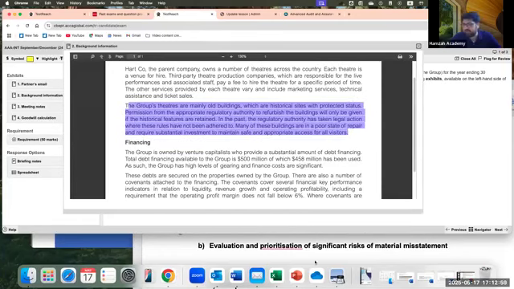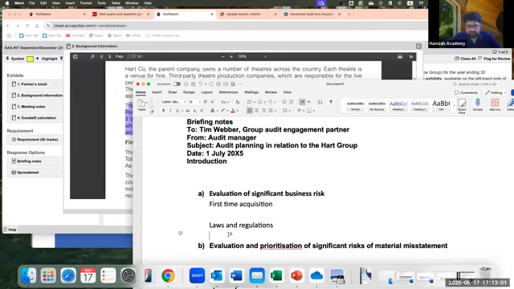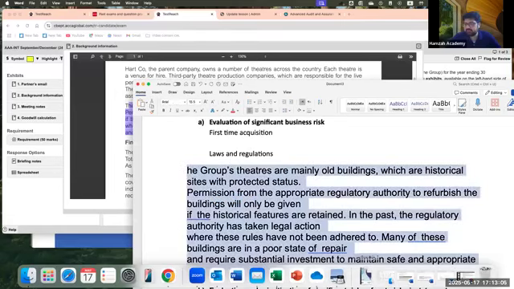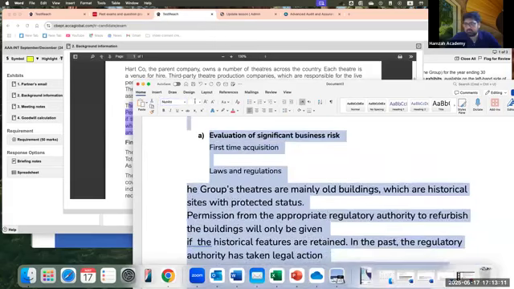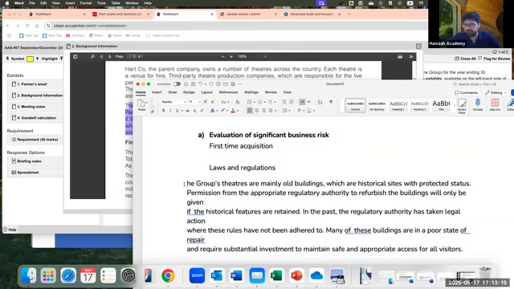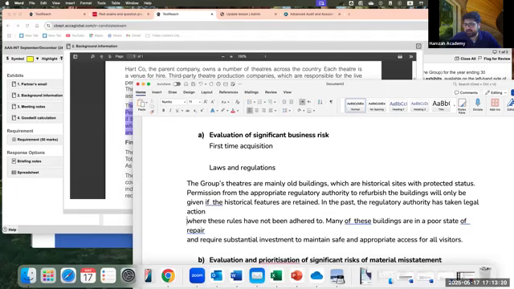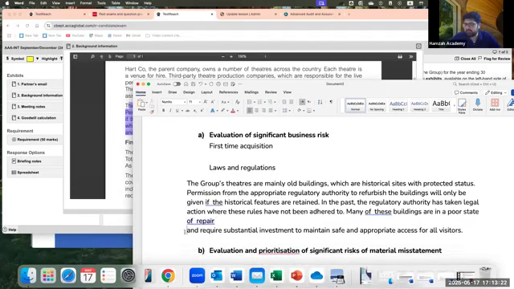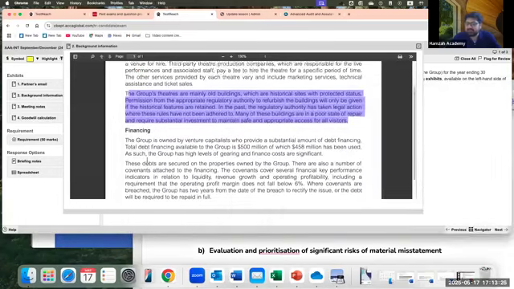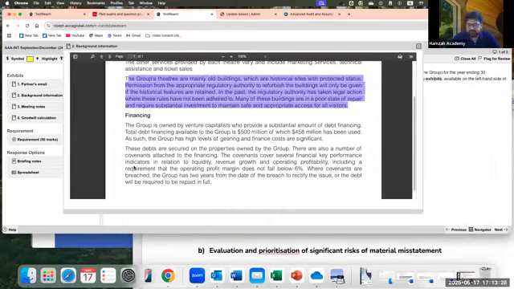I will simply copy and paste here. This is the second point. So 4 marks are done. Not done, identified yet. Financing.